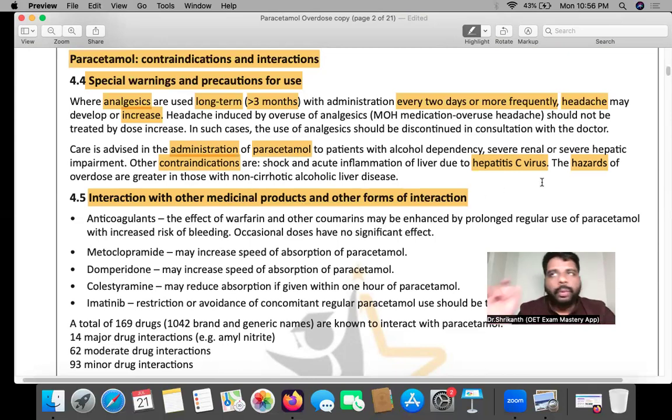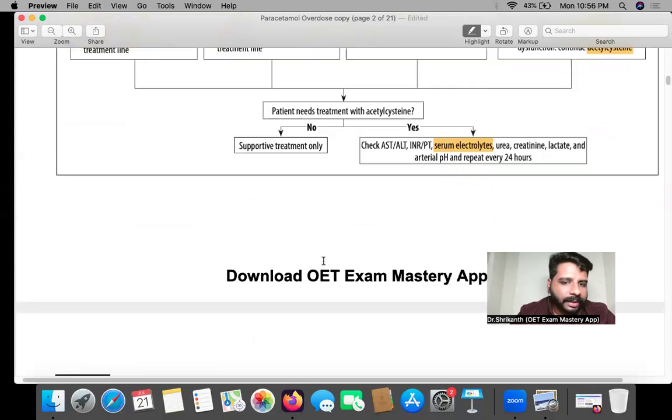Now, what is the question asking you? Virus. Okay, so if a patient has been infected with hepatitis C virus, we must not give them paracetamol because why? It becomes a dangerous situation. Now, this is a tricky question. Now, what will be the answer? So here they have written hepatitis C virus, right?